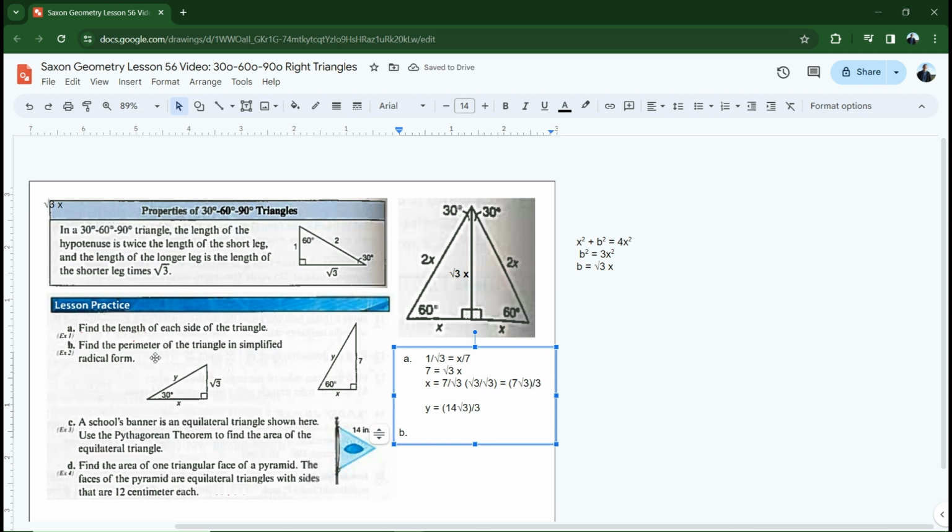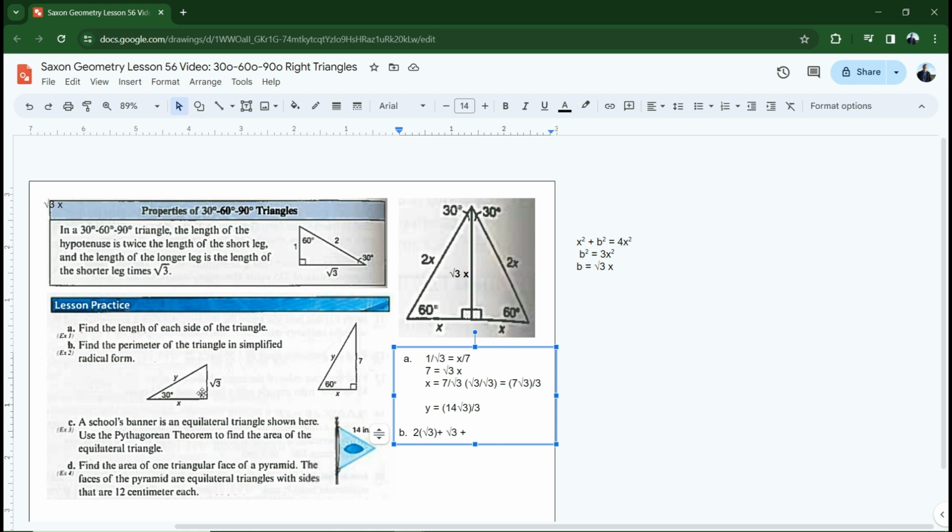Next, find the perimeter of the triangle in simplified radical form here. Okay, so to find the perimeter, I need to find x and y. Y is really easy because it's just 2 times the short side. So it's going to be 2 times the square root of 3. Let me just get rid of this extra stuff here. 2 times the square root of 3 is the hypotenuse, plus the short side is just the square root of 3, and then the last one is going to be the short side times the square root of 3.